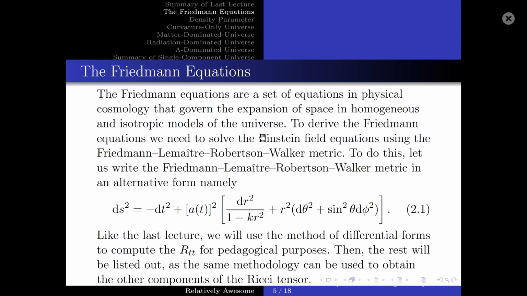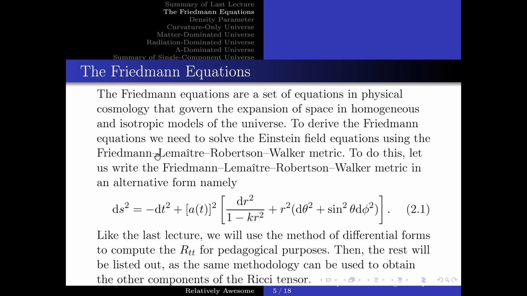Now, let us discuss the Friedmann equations. The Friedmann equations are a set of equations in physical cosmology that govern the expansion of space in a homogeneous and isotropic models of the universe. To derive the Friedmann equations, we need to solve the Einstein field equations using the Friedmann-Lemaitre-Robertson-Walker metric.